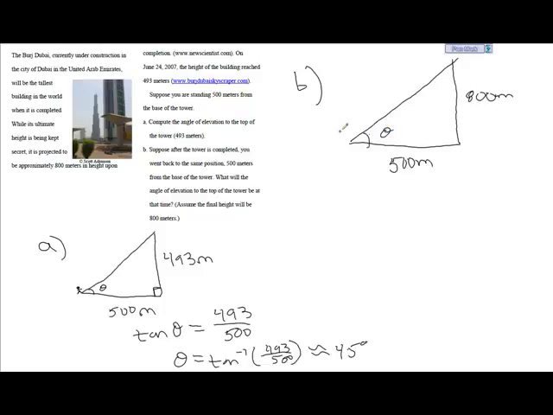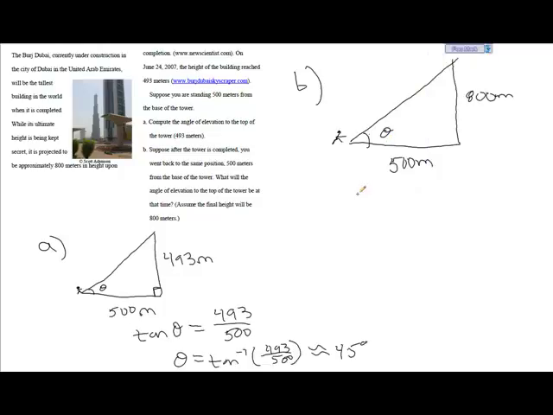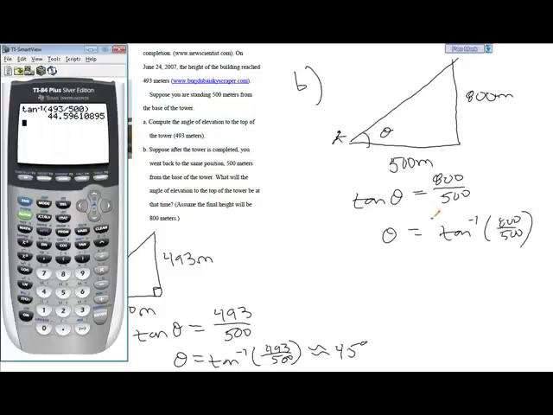So again, you're standing over here, and you're looking to the top of the building. And similarly, we'll say the tangent of theta is equal to opposite over adjacent, which is 800 over 500. Take the inverse. Theta is equal to inverse tan of 800 over 500. And we compute that. So we'll just do inverse tangent of 800 divided by 500. And we find that that angle of elevation is roughly 58 degrees.